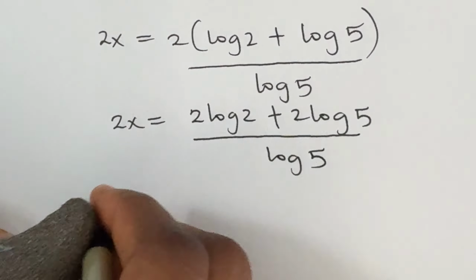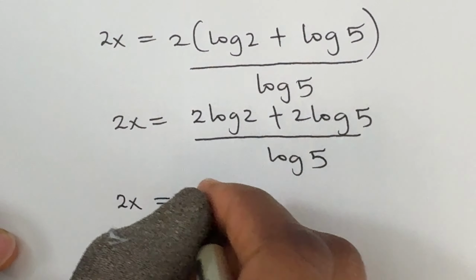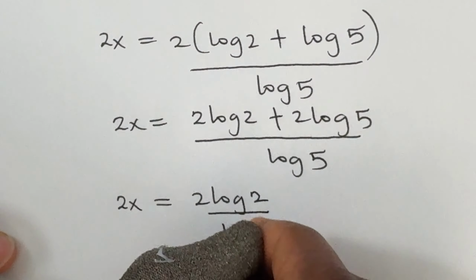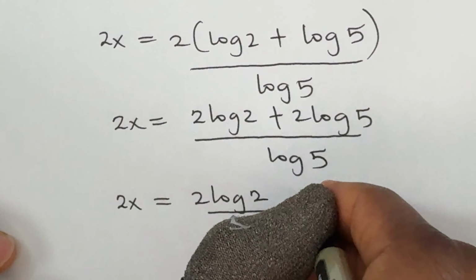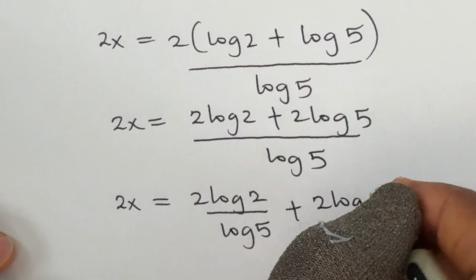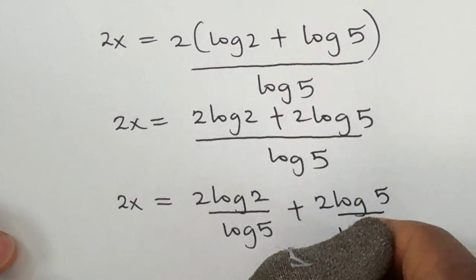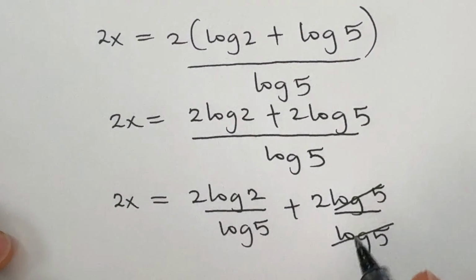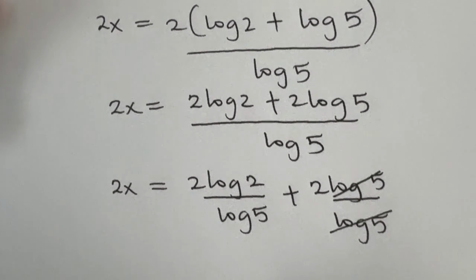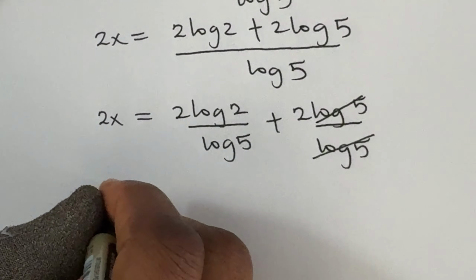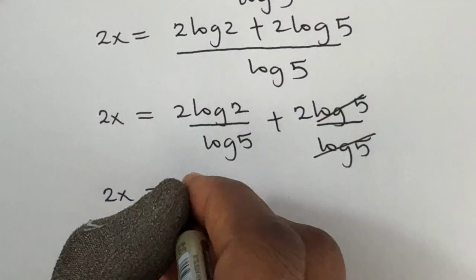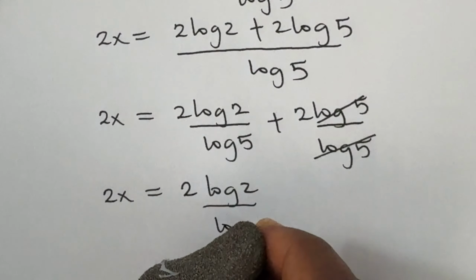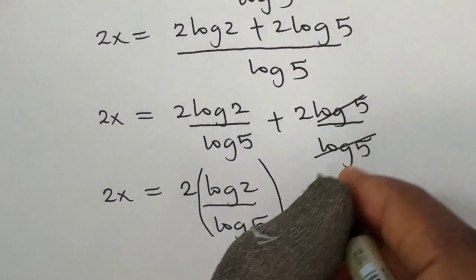And we can now separate this division to give us 2x is equal to 2 log 2 divided by log 5, then 2 log 5 divided by log 5. Log 5 here will cancel log 5 here, leaving us with just 2. So this equation becomes 2x is equal to, I'll write this as 2 times log 2 divided by log 5, then plus 2.